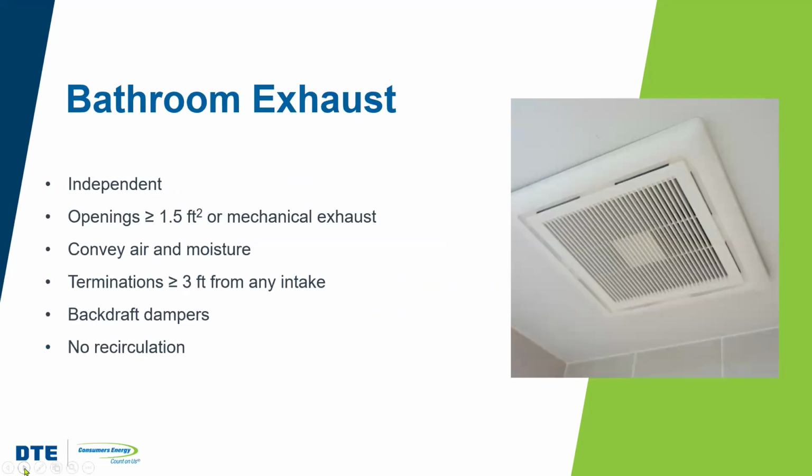For bathroom exhaust, we want to make sure that this is an independent system, independently ducted, independent from the kitchen system and from the other ventilation system. For the bathroom, we either have to have an operable window or mechanical exhaust. Whatever system you have needs to be able to convey both moisture and air, right? Because the bathroom air is going to be moist, and you want to make sure that it's far enough away from any intakes so that you don't get any re-entrainment. Again, you're going to have some backdraft dampers, and this is one of those air streams for which recirculation is not allowed.